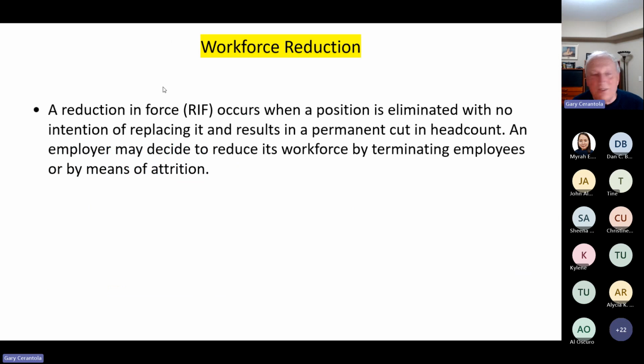This is highlighted, so we're running out of time here, but I wanted to emphasize this workforce reduction that you should know about. I think I put this in. This is outside of the slide deck in the topic, but just to give you a sense of what this is all about. A reduction in workforce, RIF, occurs when a position is eliminated with no intention of replacing it and results in a permanent cut in headcount.